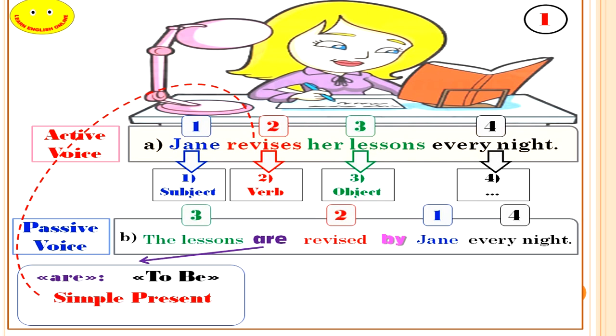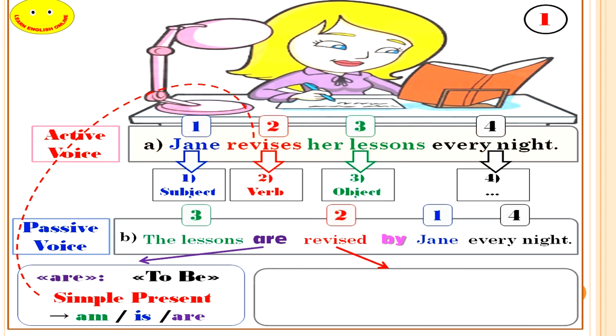Let's imagine that the verb in the active voice is in the past continuous. So to be must be in the past continuous. If the verb is in the future simple, so to be must be in the future simple. If the verb is in bare infinitive, so to be must be in bare infinitive. To be in present simple, we have 3 cases. Am, that's great, is, and are. I am. He is. She is. It is. We are. You are. And they are.